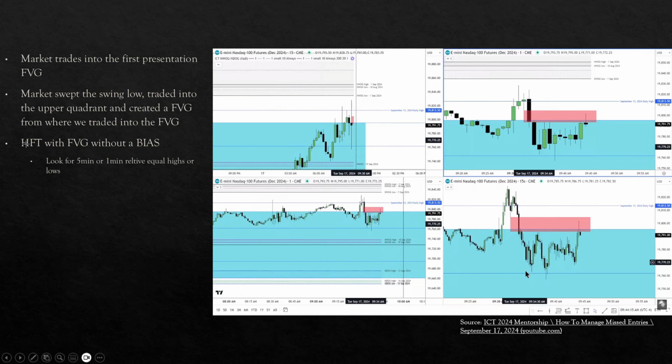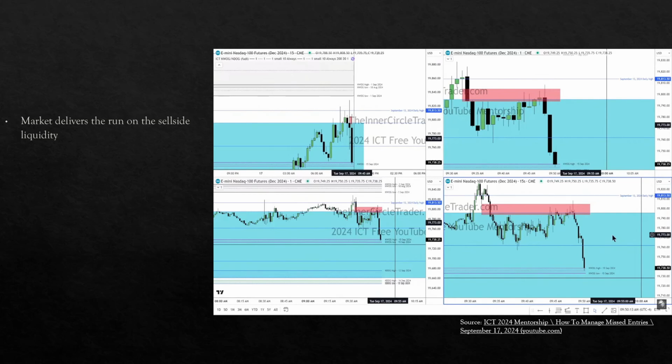ICT then went quickly into HFT, which stands for high frequency trading with fair value gaps without a bias. So you can use this concept where the market trades to the mid gap of the opening range gap as your bias in the first 30 minutes, but we will go into that in a second because he outlines a complete model for this trading procedure. He doesn't go really deeply into the high frequency trading, but he says you should look for 5-minute or 1-minute relative equal highs or lows if you want to trade high frequency trading with fair value gaps without a bias.